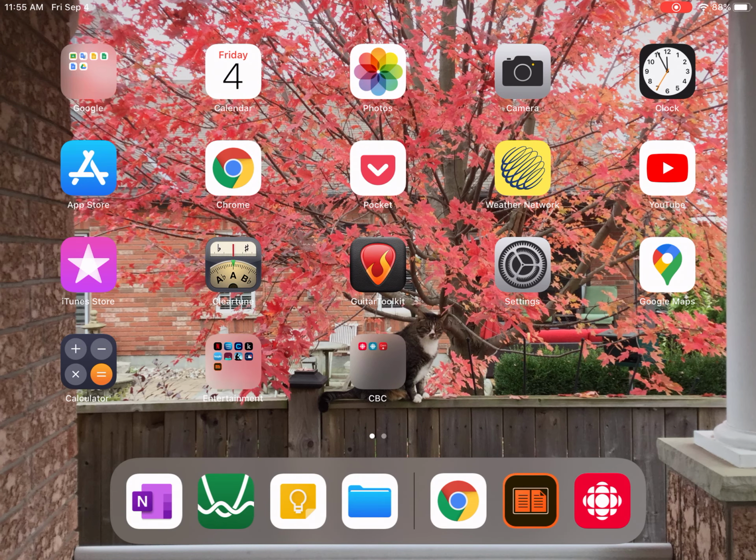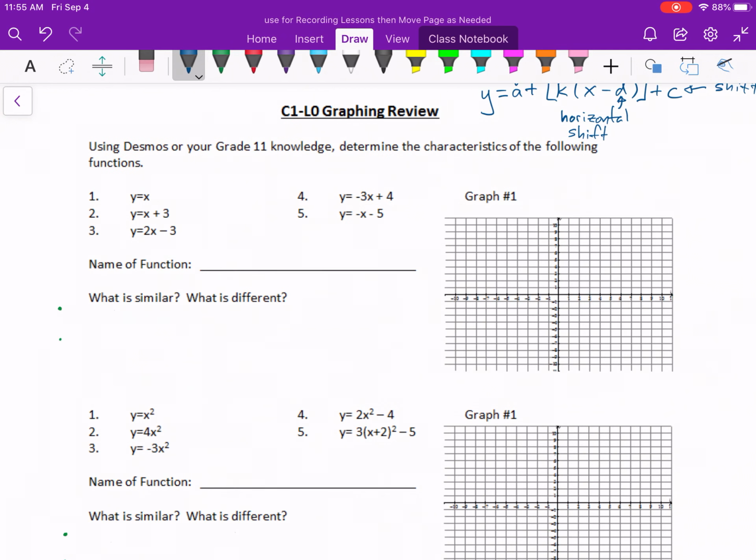This is the first lesson in grade 12 advanced functions. Cycle 1, just to start it up, cycle 1, lesson 0. The reason why it says C1, C for cycle 1, is that we're going to do a few cycles and we're going to do lots of lessons. This is called lesson 0 because it's actually a review lesson. It's not going to be anything new.